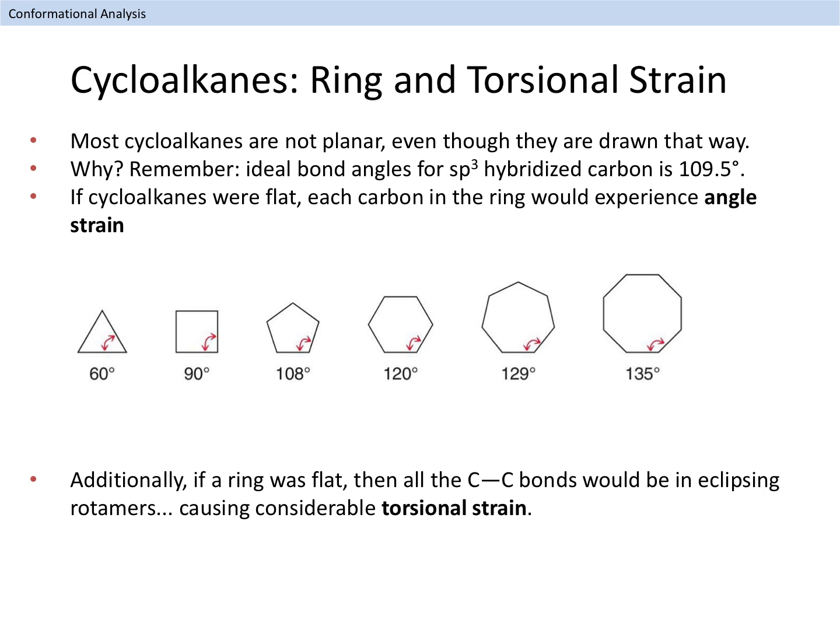This type of strain is called angle strain, because it involves the strain that results when bond angles deviate from the ideal tetrahedral angles of 109 degrees. To relieve this strain, cycloalkanes can adopt non-planar conformations, where the bond angles and torsional angles can approach the ideal tetrahedral geometry.